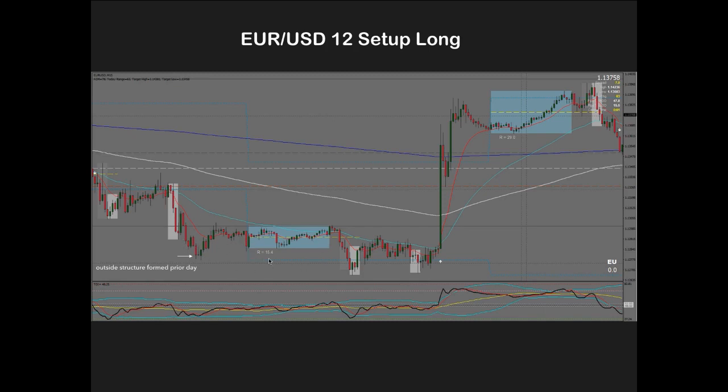You can see that the blue tracer here, the blue dotted line, marks yesterday's low, the low of the day from the outside structure. So we have Asian range consolidation going into the new day. London open starts, and then we come down here to this area right here. You can see price comes back to challenge the low of the day, but fails to break it. It goes through it, but then it comes right back up above it.